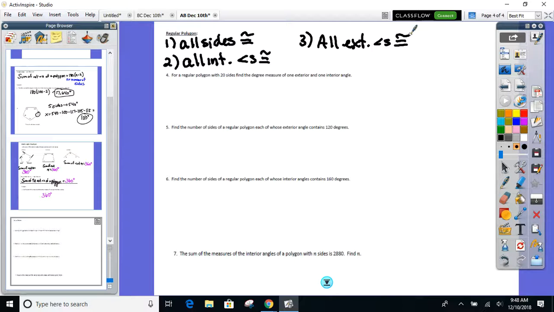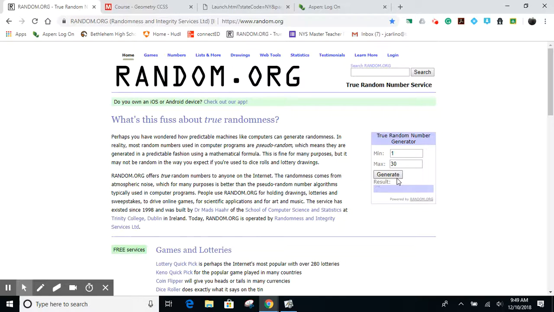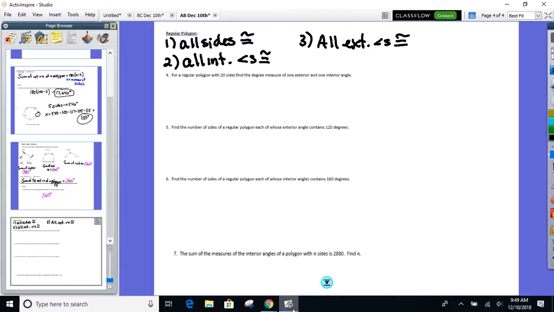All right. Find one exterior, one interior for a 20-sided polygon. All right, who's going to help me first here? 17, where's 17? Okay, Catherine, here you go.